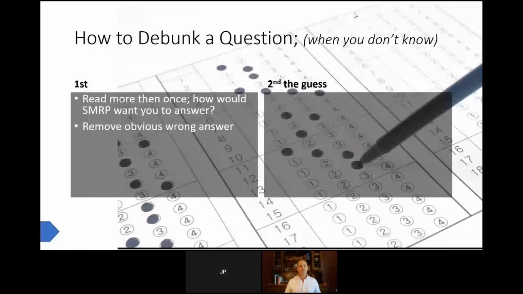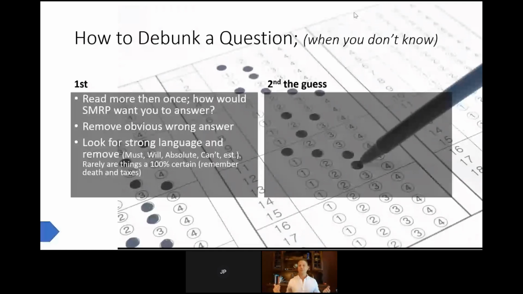There are 4 choices. Always try to remove the obviously wrong ones. Usually you can get down to 2. Look for strong language that you can remove, words like must, will, absolute. There's that quote: rarely is anything 100% certain. The quote about death and taxes.